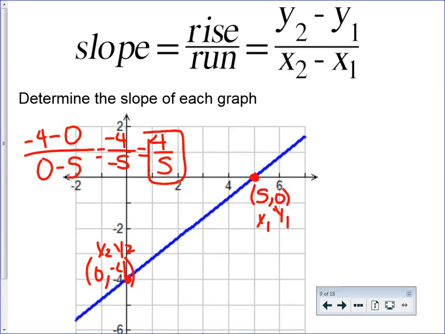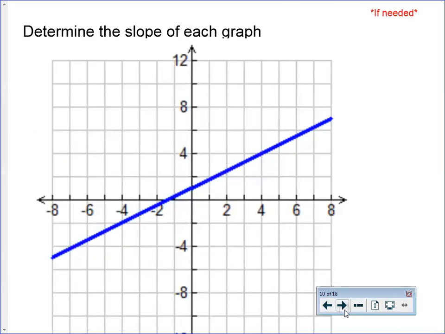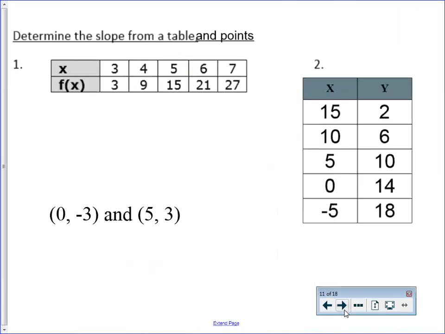And that makes sense, guys, that this is going to end up being a positive slope, because look at your line. It's going in a positive direction. Positive direction means you get a positive slope. Negative direction, going downwards, is a negative slope. All right, I'm going to pick up here in part 2 of this video.